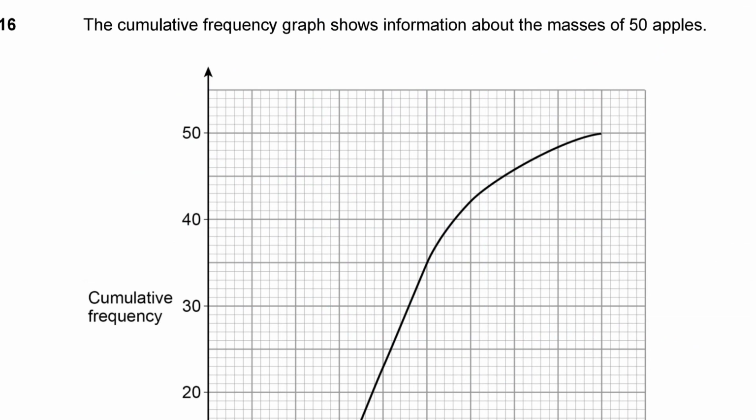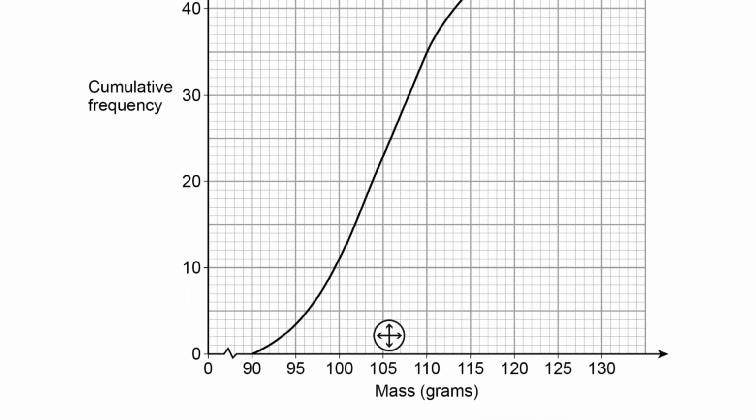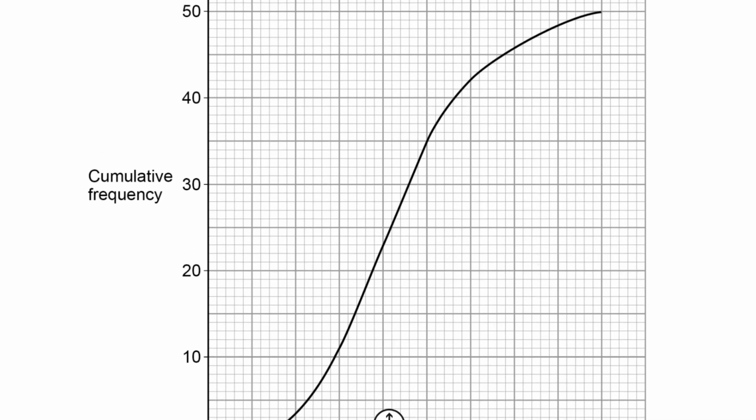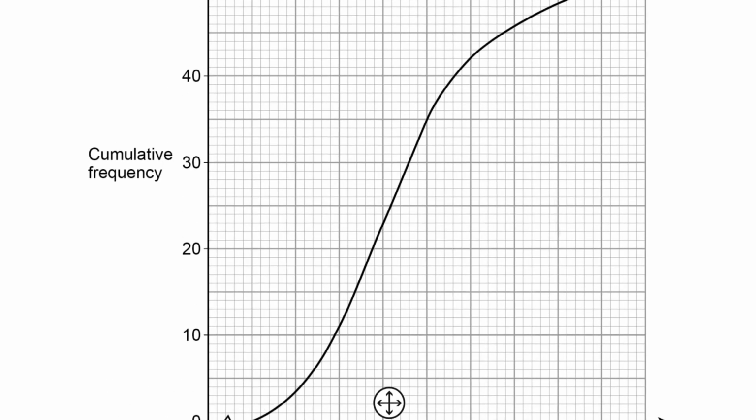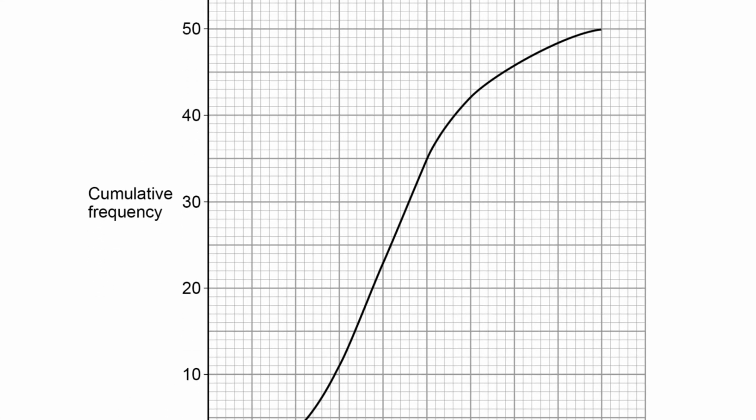Question 16. The cumulative frequency graph shows information about the masses of 50 apples. So we've got the mass of apples along the bottom, and we've got that distinctive S-shaped curve for cumulative frequency at the side. Use the graph to estimate the median mass of apples. Now, median is middle, and if we've got 50 apples, normally you would add 1 and divide by 2 to find the median, so 50 plus 1, 51 divided by 2, 25.5. But on a scale like this, you might as well just use the top value of your cumulative frequency, because it doesn't make a lot of difference. Looking up at 25.5 or 25 doesn't make a great deal of difference in this graph, so you're allowed to just use the 50, divide it by 2, and then use that as your lookup value.